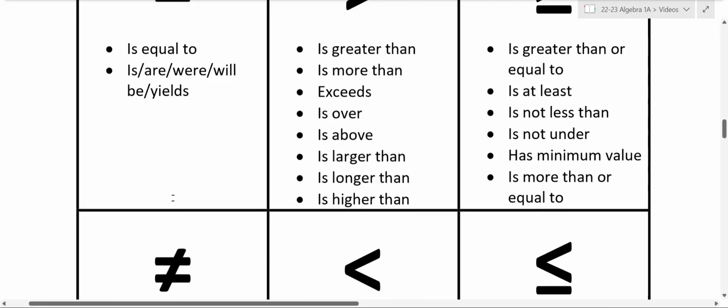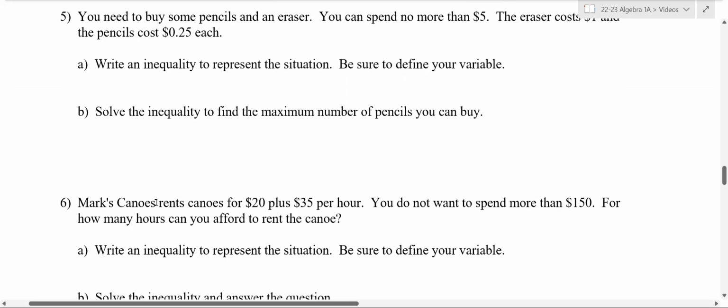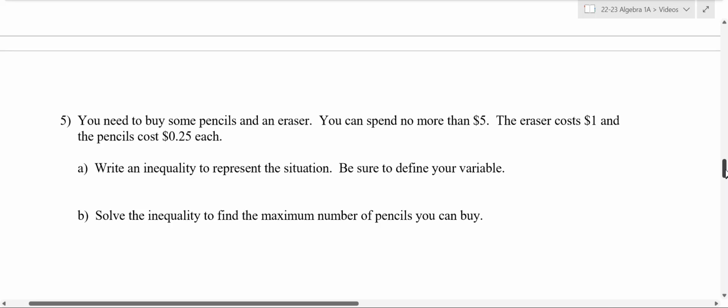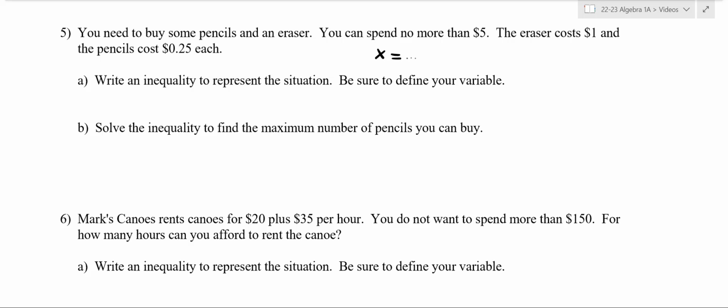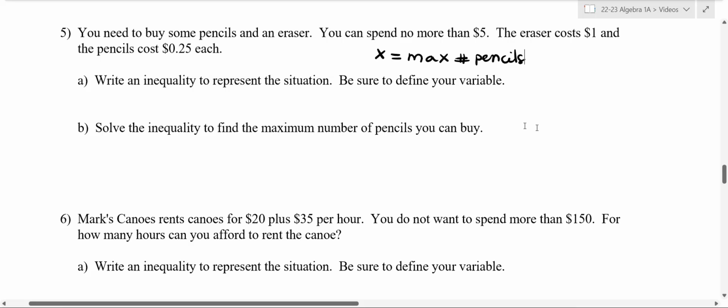Okay. Oh, this is the handout that I gave you in class. You need to buy some pencils and an eraser. You can spend no more than $5. Ooh, budget. The eraser costs $1 and the pencils cost 25 cents each. Write the inequality, same deal, define the variable, solve the inequality, find the maximum number of pencils that you can buy. All right, so that's our variable. Max number of pencils that we can buy. No more than 5, okay?